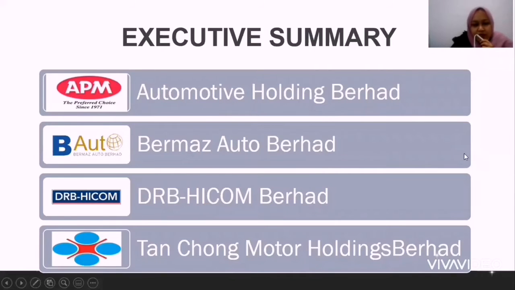For this assignment, we have chosen 4 companies. Okay, then we have written the executive summary in our report. The 4 companies that we have chosen are Automotive Holdings Berhad, the second, Bermaz Auto Berhad, third, DRB-Hicom Berhad, and the fourth is Tan Chong Motor Holdings Berhad.